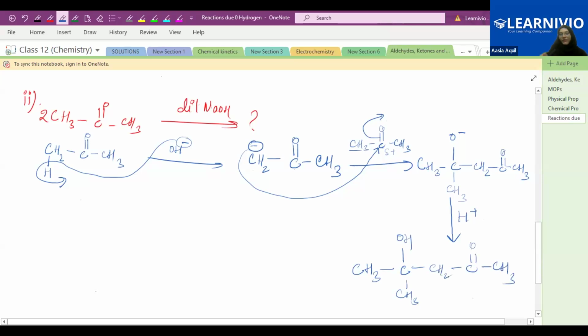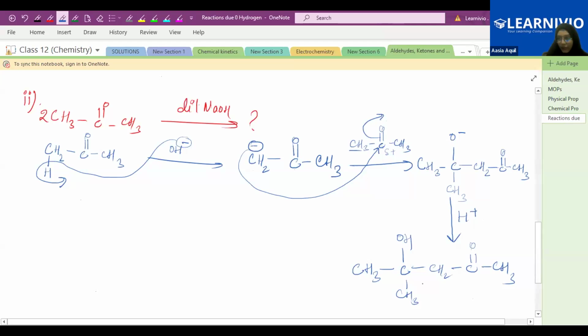Now tell me what is the name of this compound? Yes, Muniba? Beta hydroxy ketone. Yes, ketone. And what do we commonly call it? Because we are just taking the ketone and doing the aldol condensation.